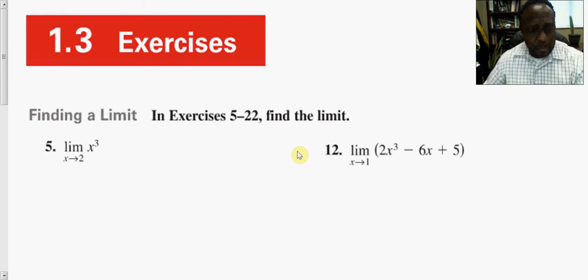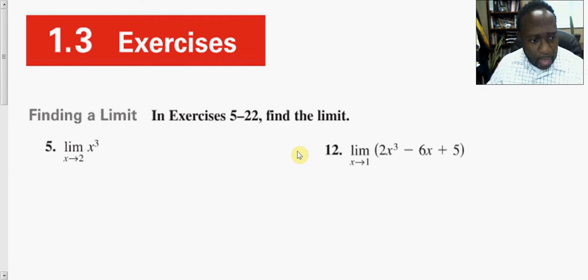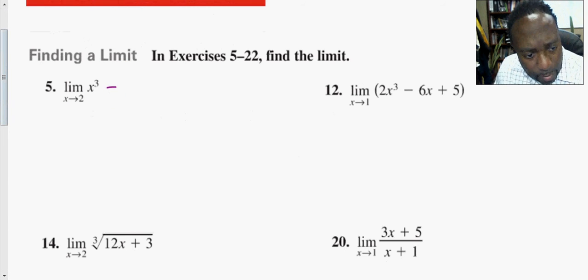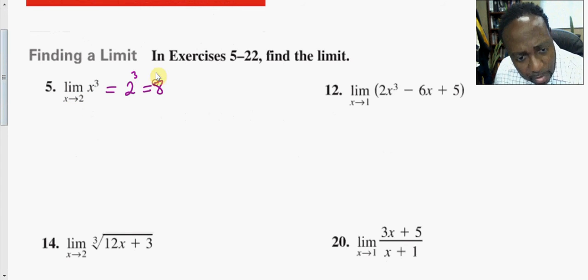Let's look at some problems evaluating limits. Well, for this problem, you just evaluate directly. The limit of x cubed as x approaches 2 is just 2 to the third, and that's just 8.